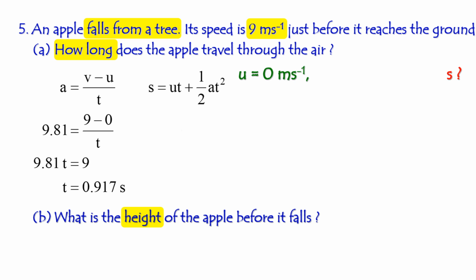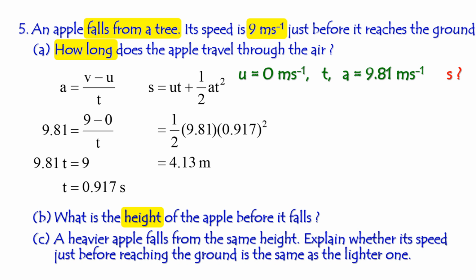How about the time? Okay, time is the answer in part A. How about the acceleration? This one is equal to 9.81. So if you have finished part A, then you can simply get the answer in part B. Put the numbers into the equation. u is 0, so you can ignore the first term. It equals half, acceleration is equal to 9.81, and the time taken is the answer in part A, 0.917 squared. So the answer is equal to 4.13 meters.